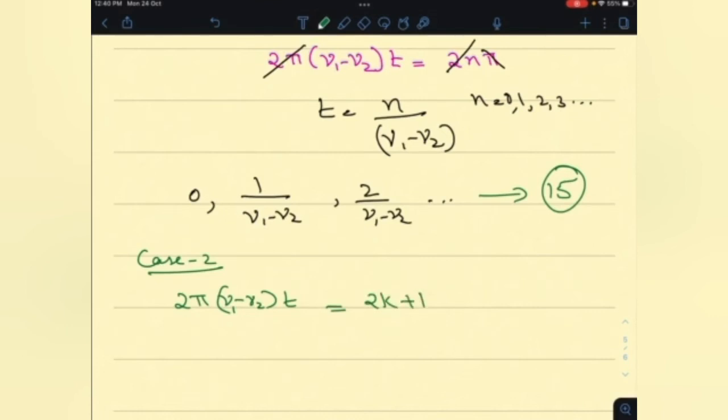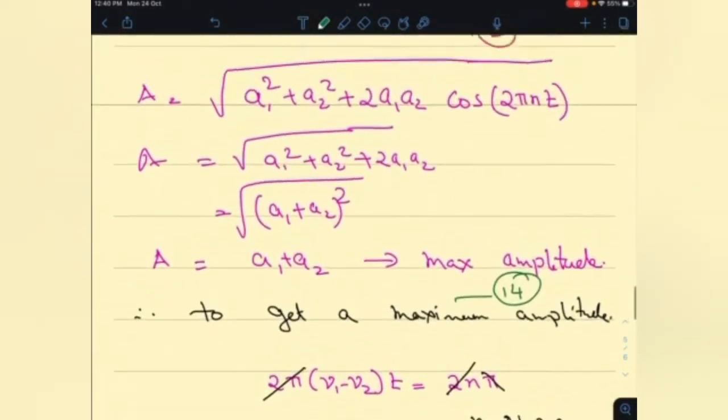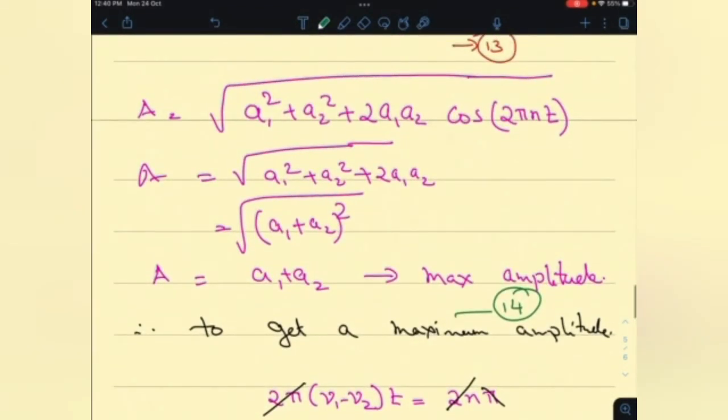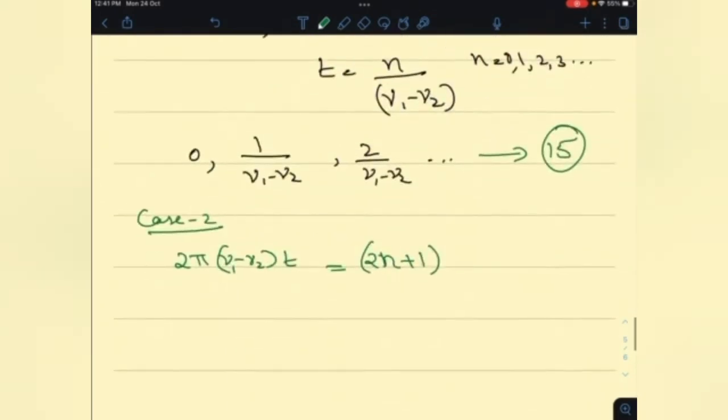Now we'll look into substituting for this equation. Let's see how. Okay, yeah, equation number 13.